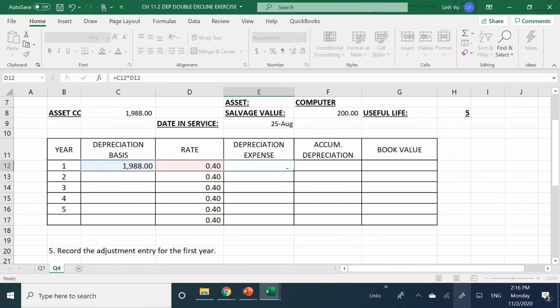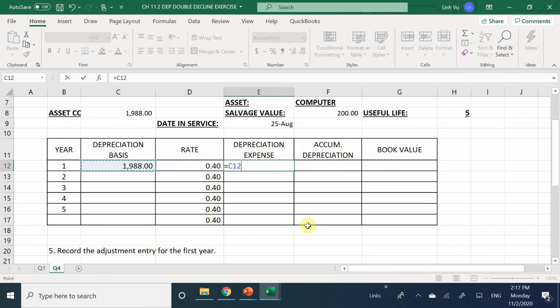The 1988 times the 40% is $795.20. Now let's look at this carefully. The 795.20 is going to be reflecting a whole year. How much can we actually depreciate it for? Just the 4 months that it was in service. So then we have to redo this.